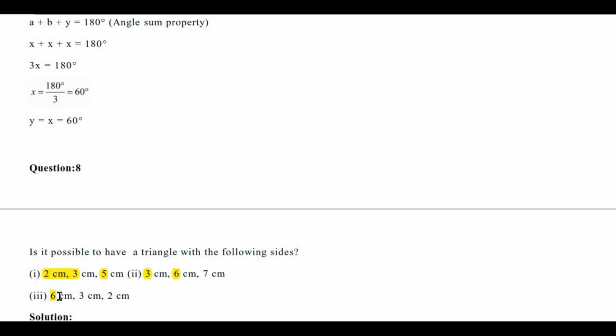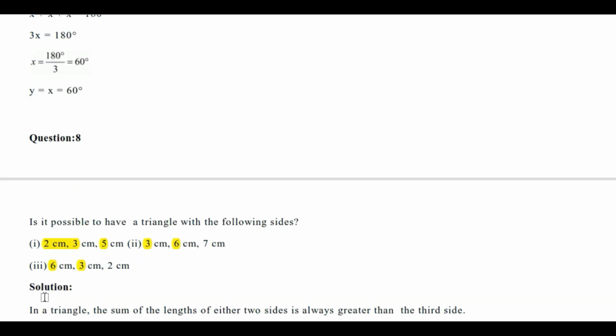So here in this case, 6 plus 3 is 9, which is greater than 2, yes. Then 3 plus 2 is 5, which is not greater than the third side. So the third one is also not the sides of a triangle.